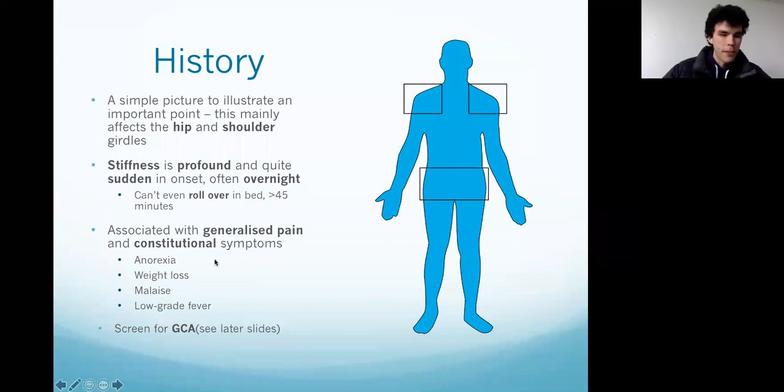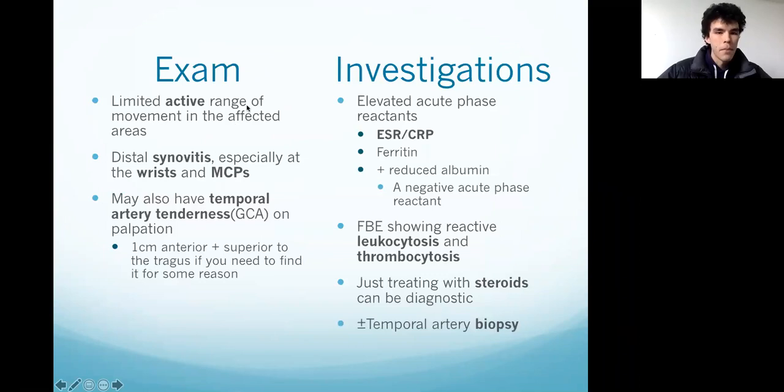They can also have these very general constitutional symptoms again, and you should also check them for GCA. So on exam, the active range of movement is going to be terrible. They might have some distal synovitis, but it's not that big a deal. And you should check if they have temporal artery tenderness too.